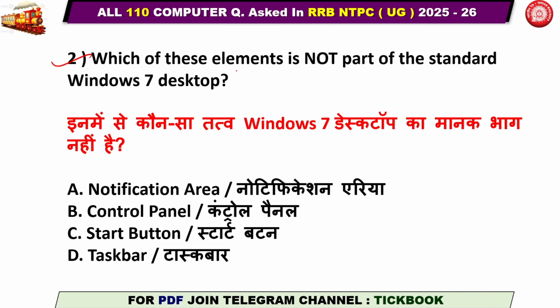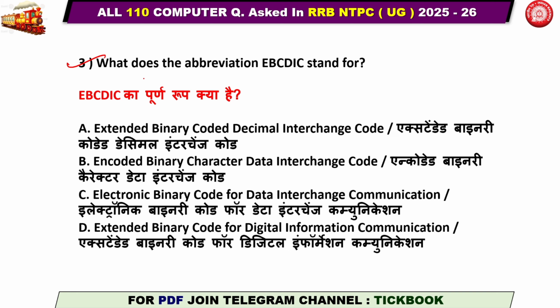Question number 2, which of these elements is not part of the standard Windows 7 desktop? Option number B, control panel. 3, what does the abbreviation EBCDIC stand for? Option number A, extended binary coded decimal interchange code.